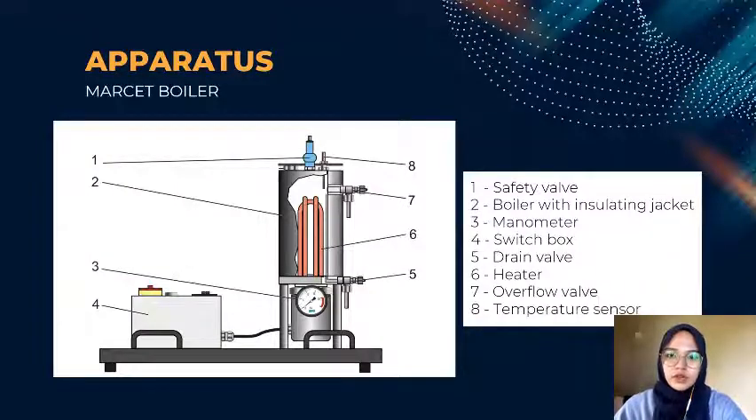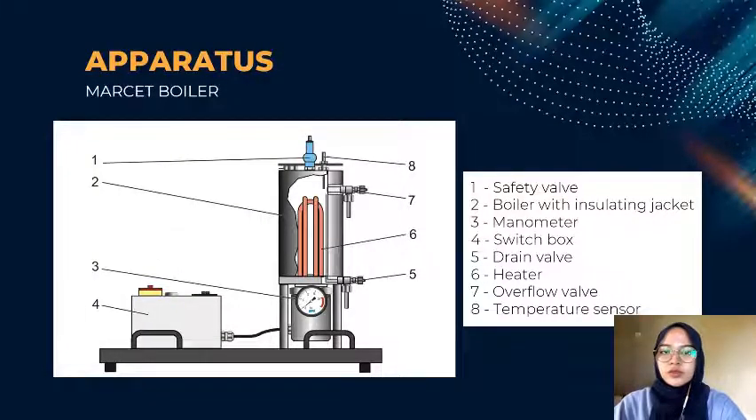Next we have number 3, which is the manometer or the pressure gauge for the readout of the relative pressure inside the boiler. Then we have number 4, which is the switch box, which contains the master switch, the heater switch, and also the temperature gauge that gives the readout of the temperature inside the boiler. After that, we have the drain valve, number 5, to release all the water inside the boiler. Number 6 shows the heater inside the boiler, which we use to heat the water.